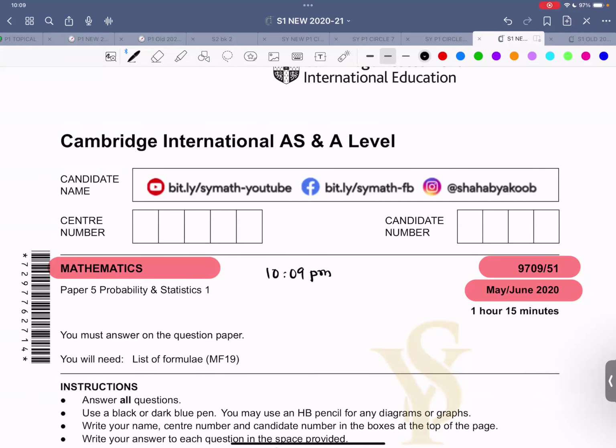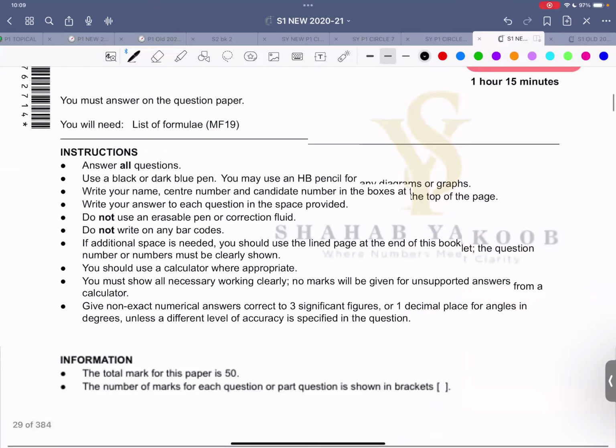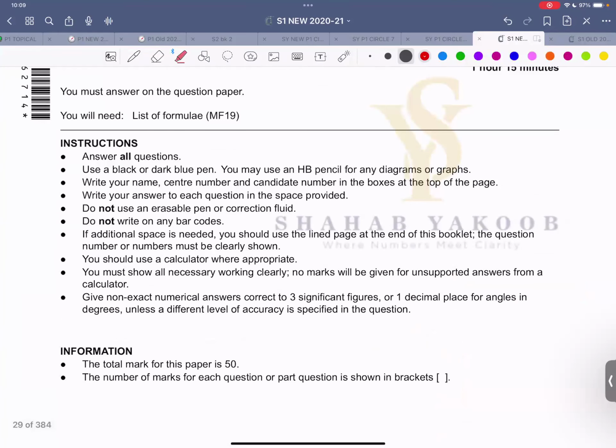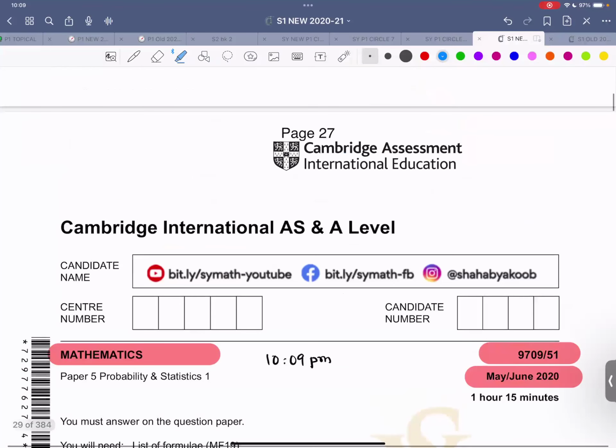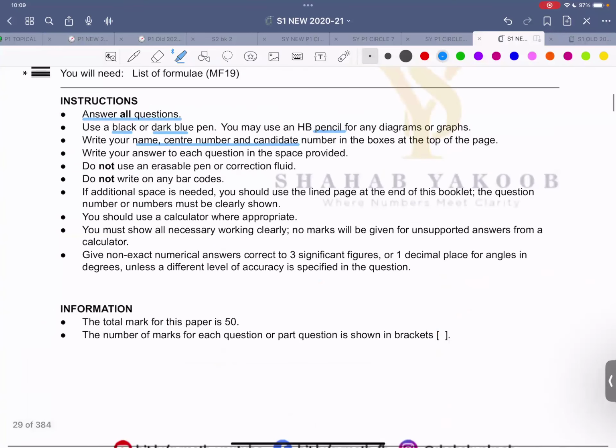We are starting with this. Now, the very first thing is that we should go through the instructions. Let's say you're seeing this paper for the very first time. It says answer all questions. The color of the pen, black or dark blue. Pencil for any diagram. Write your name, center number, and candidate number in the boxes at the top of the page.